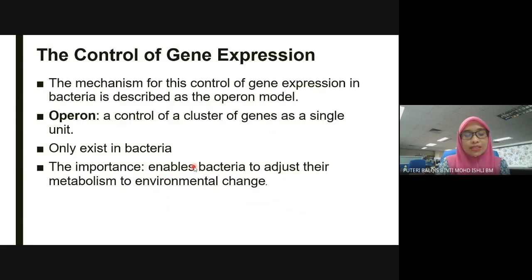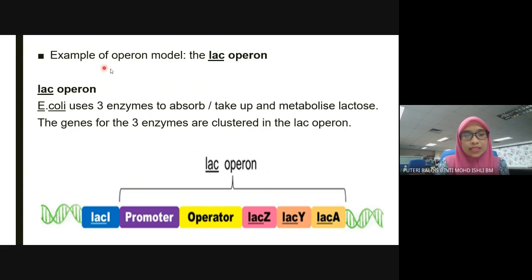And the importance is it enables the bacteria to adjust their metabolism to environmental change. So basically, E. coli will get their energy by this Lag Operon. E. coli is the bacteria, and inside the E. coli it has operon, a control of a cluster of genes as a single unit, and then it will function to give energy to the E. coli. So this is the example of operon model, the Lag Operon.